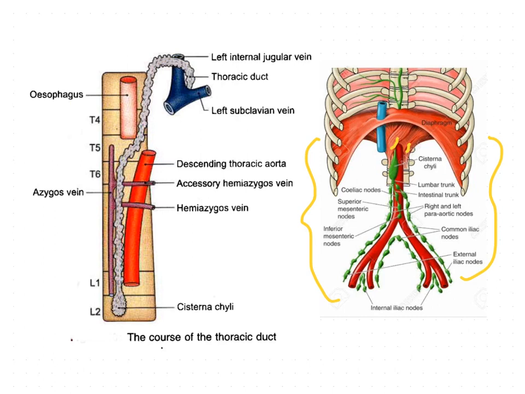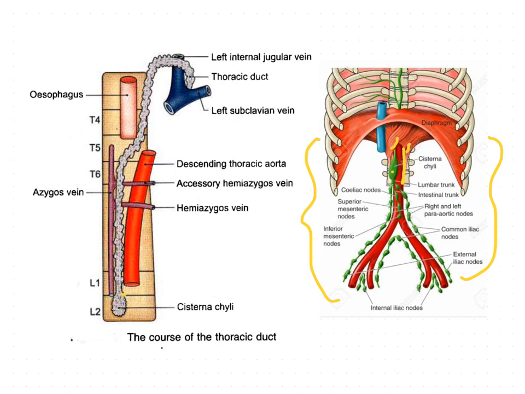It is located at the level of the T12 vertebra, at the lower border of the T12 vertebra, and it is located to the right of the aorta. So you can see here, this is the aorta, the abdominal aorta. To the right side of the aorta, the cisterna chyli is present. Now we will see the course of the thoracic duct.